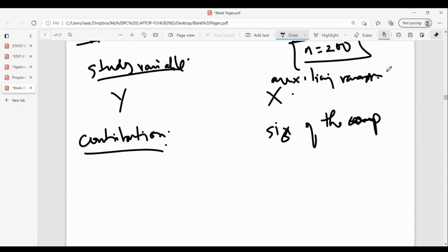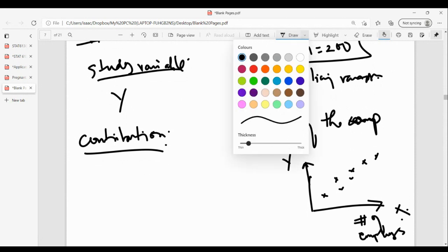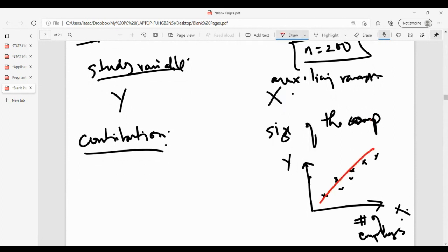So what this means is that as the number of employees increases, let's call that x, the total contributions paid by that employer will increase. So if you plot it, you should get some sort of linear relationship. So you know that, okay, ratio estimation appears to be a good approach here.